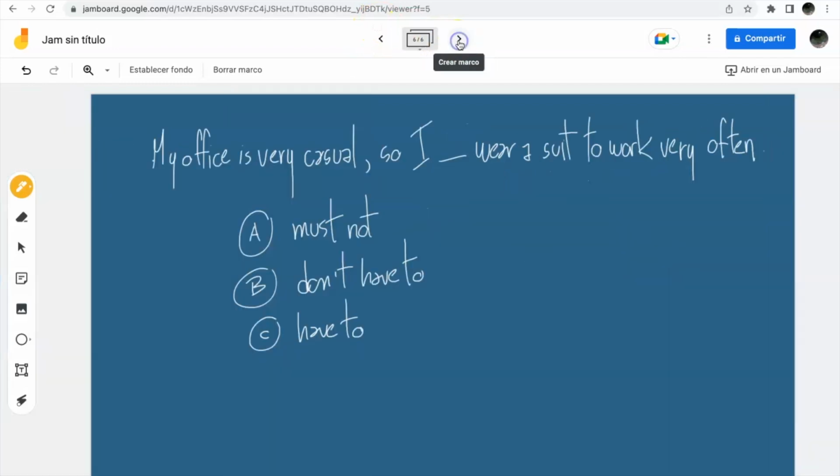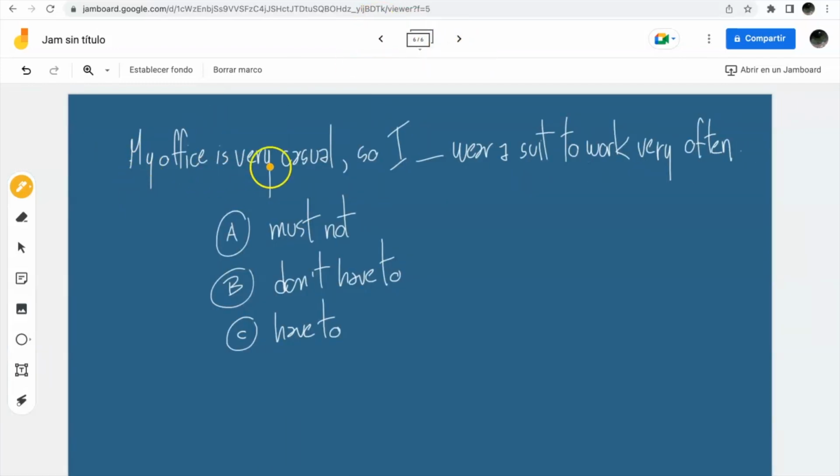And the last exercise: "My office is very casual, so I, blank space, wear a suit to work very often." Okay, suit, remember that a suit, un traje, is formal. But my office is very casual, right? So I wear a suit to work very often. Now, this is an option. Now we're talking about options.